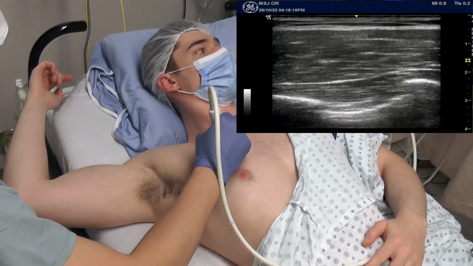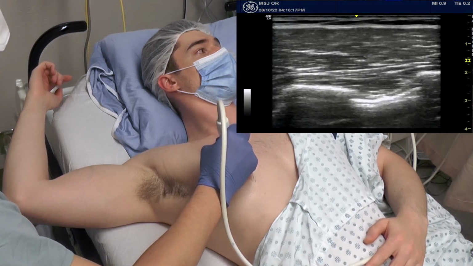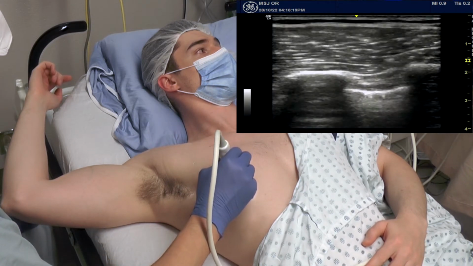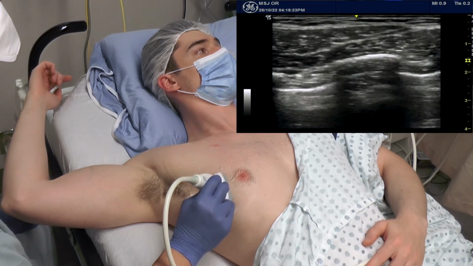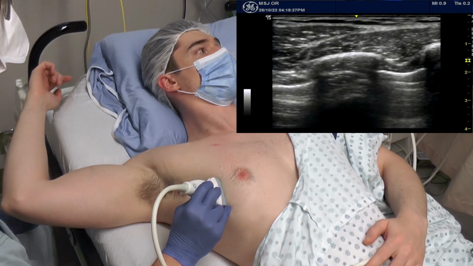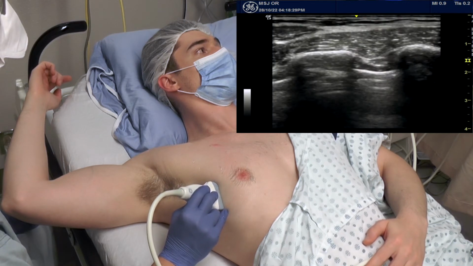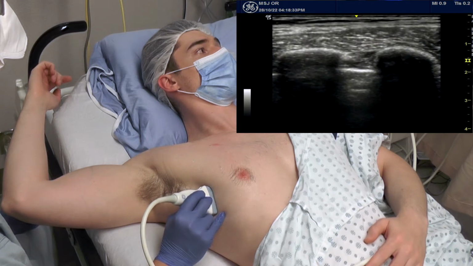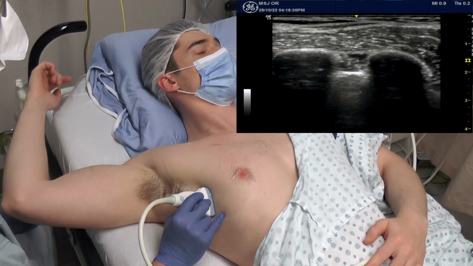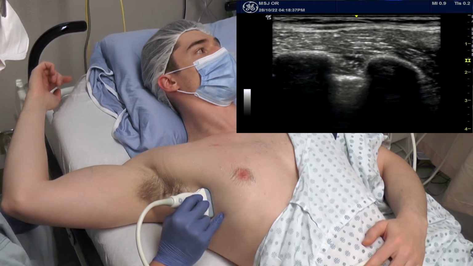the second, third, fourth, and fifth rib. Here, as we scan more laterally, the serratus anterior muscle thickens. Here we see the fifth and sixth rib with the serratus anterior muscle just superficial to it.